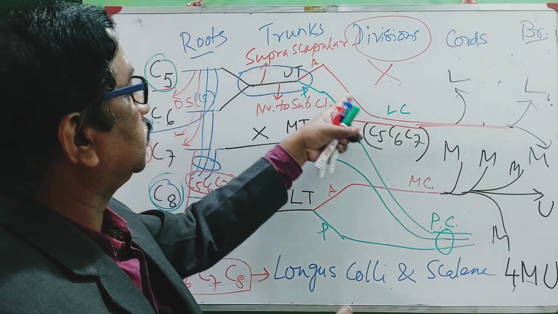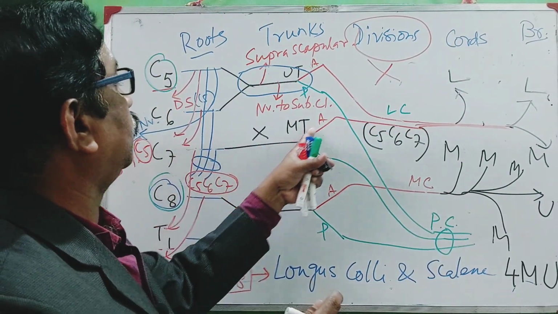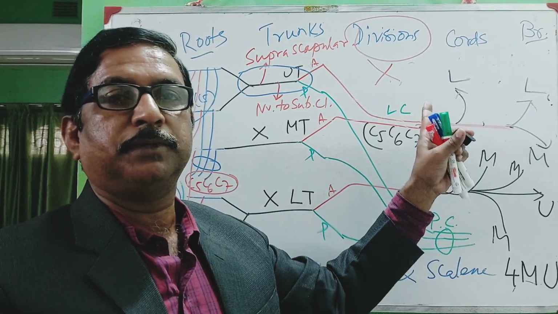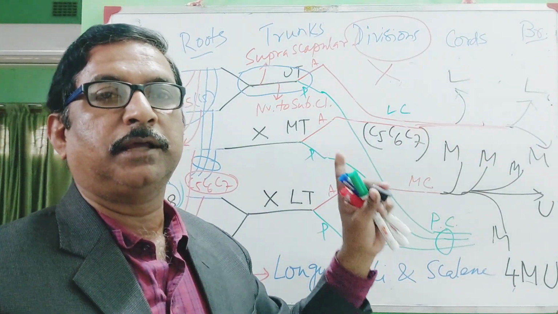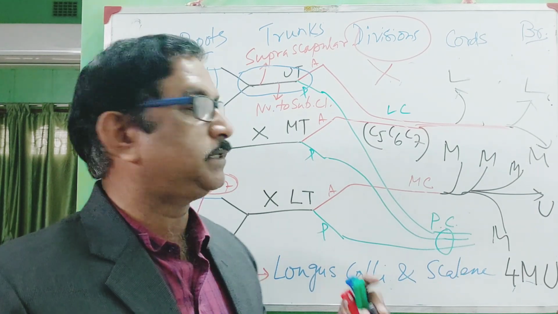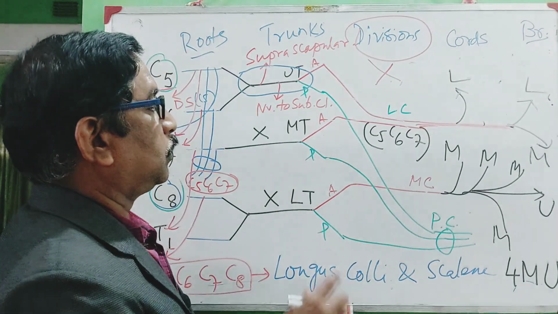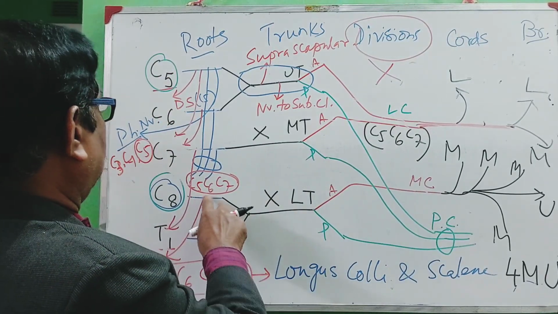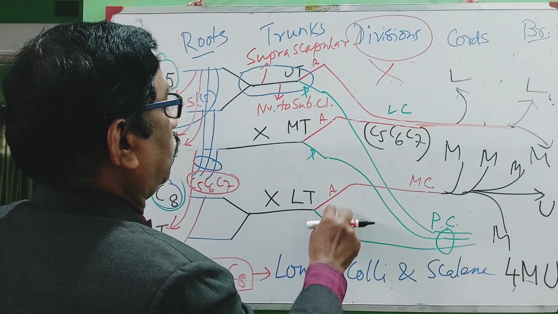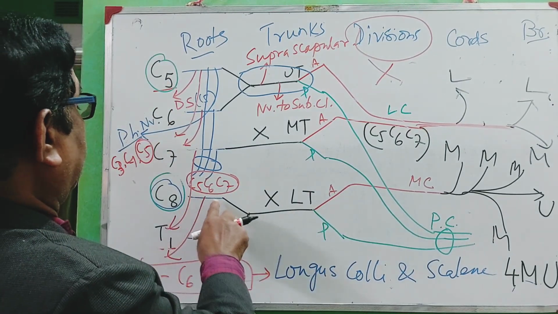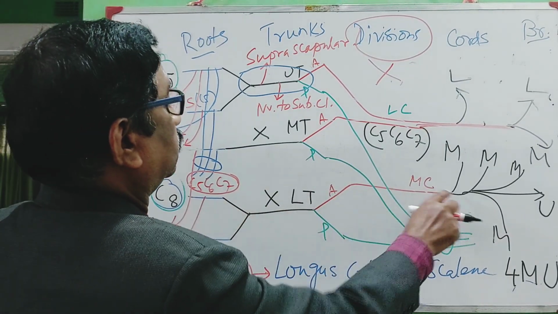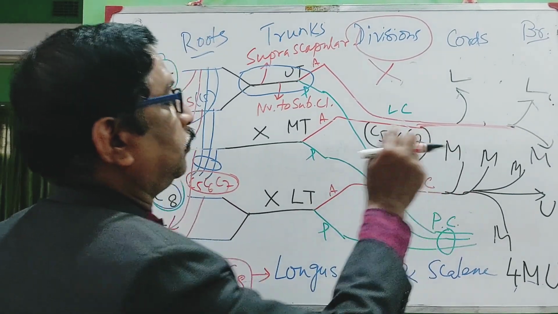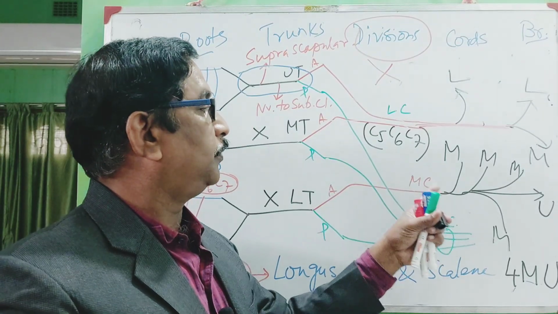C5 and C6 from this one, and C7 from this one. So the lateral cord and its branches, their root value will be C5, C6 and C7, and you must say anterior rami of C5, C6 and C7. And if you are asked the root value of the medial cord, it is from this anterior division, that is C8 and T1. So C8 and T1 will be the root value of the medial cord.